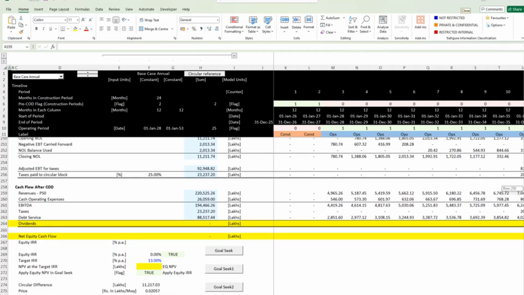And let's just compute the dividends. Now, this is a very simple cash flow waterfall. We could spend so much time on this, it's ridiculous. But let's take the EBITDA minus the taxes minus the debt service. So that's our last subtotal, and that's our dividends. And that's the big cash flow item we want.